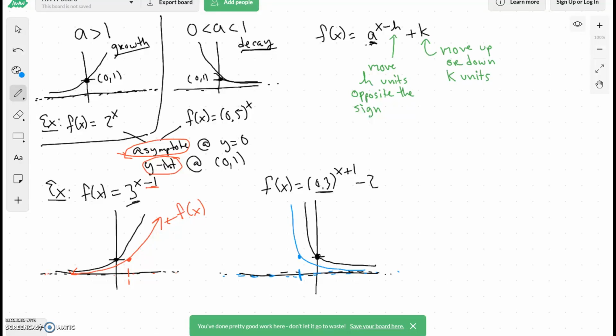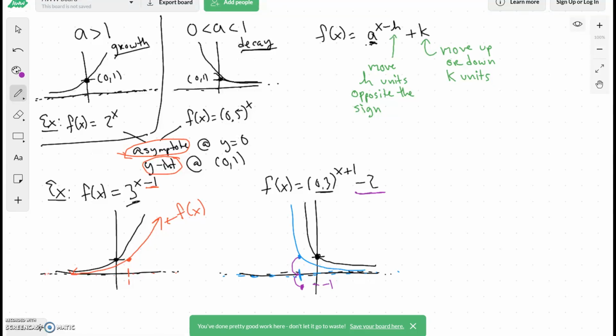But I'm not done yet, right? Because now I have to work with this -2. So now I got to move it -2 units. This negative says that I'm going to move it 2 units down. So right now, looking at the blue graph, I'm going to move it 2 units down. Right now I'm at 1. I'm going to move it 1 unit down, and then 1 more unit down at -1. So now my y-intercept is there.